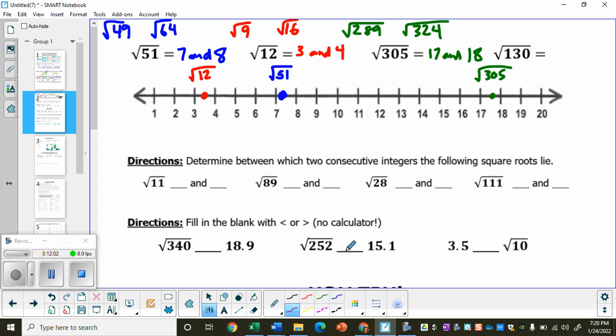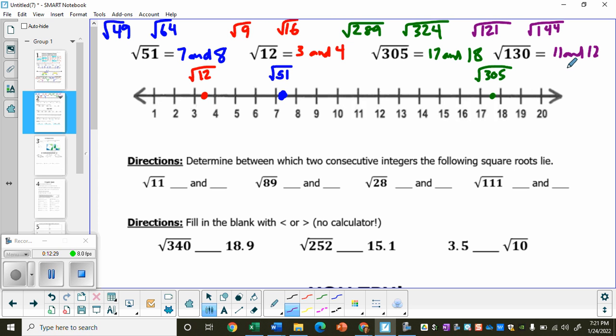And last but not least, we'll do this one here in purple. So 130. All right, so let's think about the perfect squares near 130. So 121 comes to mind. So 121 is less, and that's the 11. And then 144 is going to be above it. So if the square root of this is 11 and the square root of this is 12, then we know that this square root has to be between those, so it's between 11 and 12.